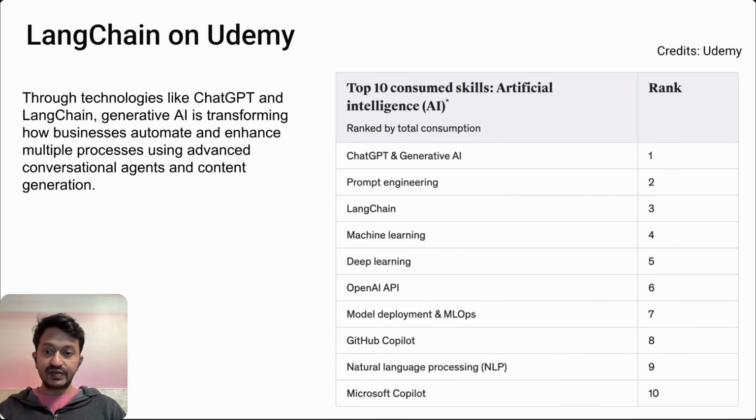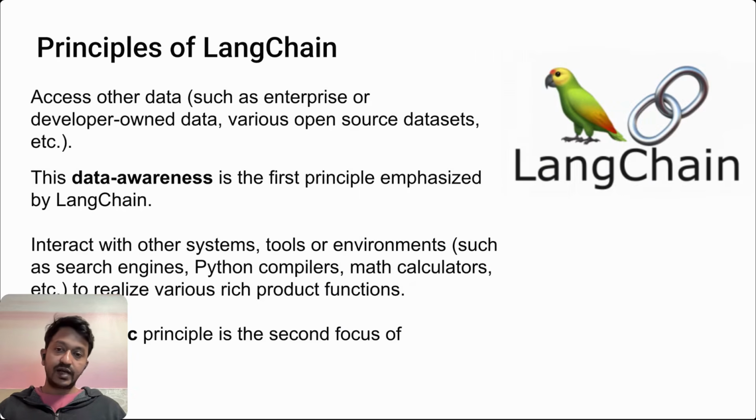Through technologies like ChatGPT and LangChain, generative AI is transforming how businesses automate and enhance multiple processes using advanced conversation agents and content generation. In the top 10 consumed skills in AI, LangChain is in the top 3, as you can see here, right? And actually, when we talk about LangChain, we need to understand the two main principles of LangChain. Why are businesses using LangChain? One is to access other data, the custom data, such as enterprise or developer owned data, various open source data sets, etc. So this data awareness is the first principle emphasized by LangChain, right?